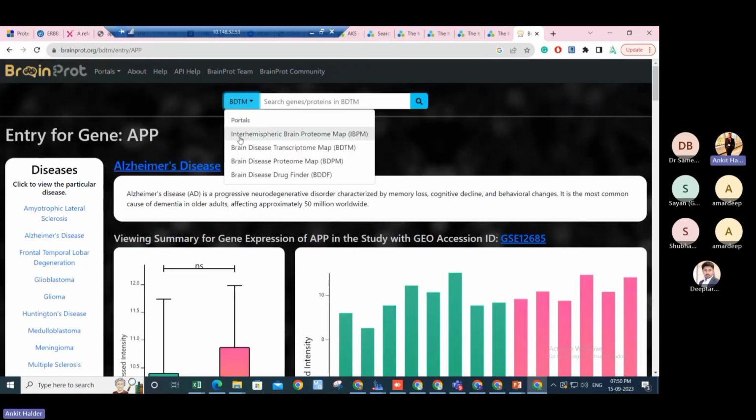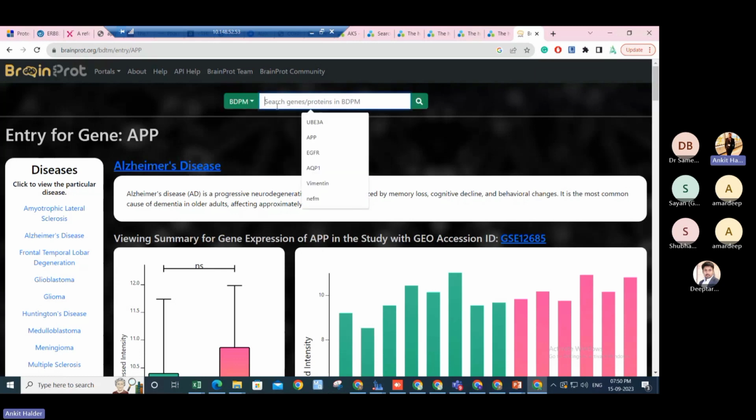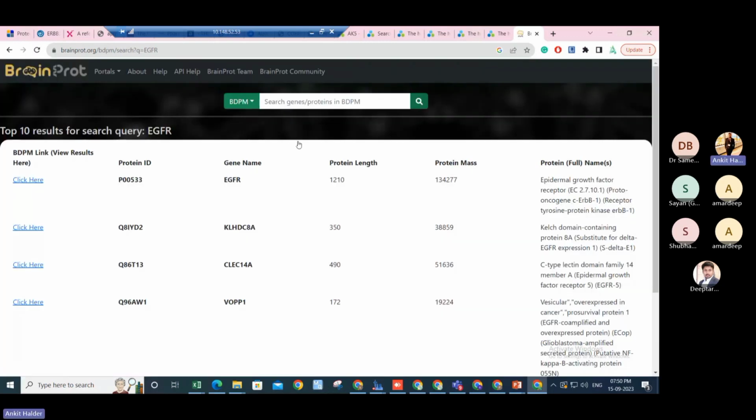That is your transcriptome, or the microarray-based RNA sequence data, from where you are getting the BDTM. Now in the BDPM, you can go and search for EGFR, as we had looked.